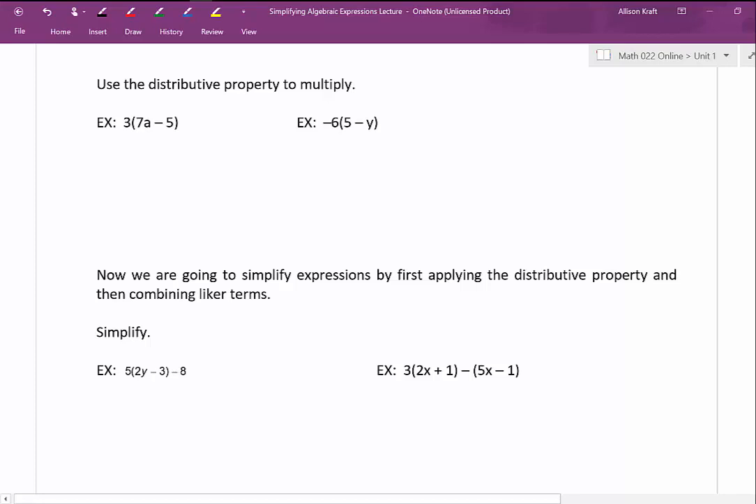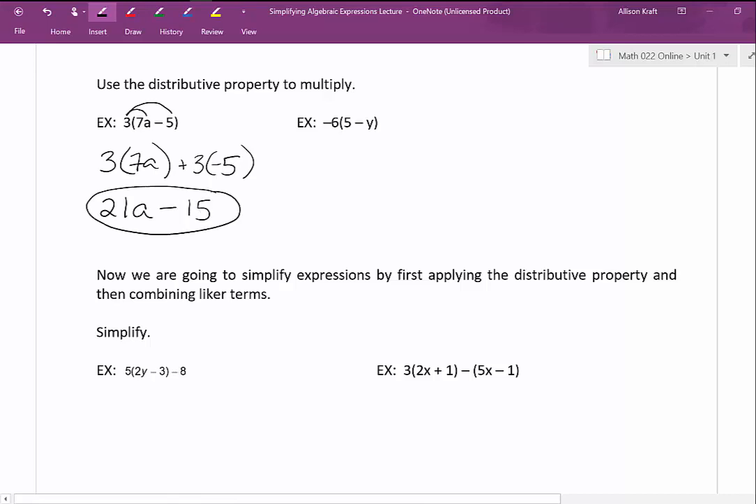Let's practice using the distributive property. We're going to multiply 3 times 7a. And since this is a positive 3, when I rewrite, I'm going to write plus 3 times negative 5. Now we multiply. 3 times 7a is 21a. A positive 3 times a negative 5 is minus 15.